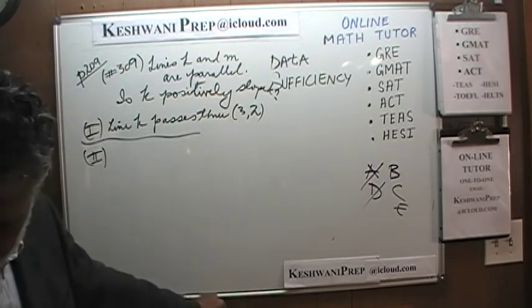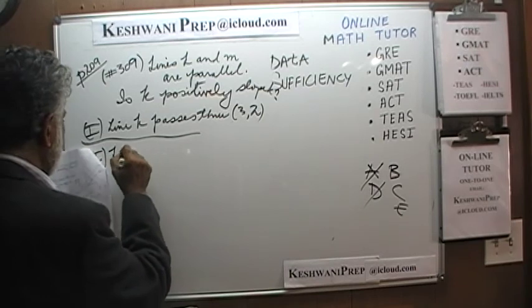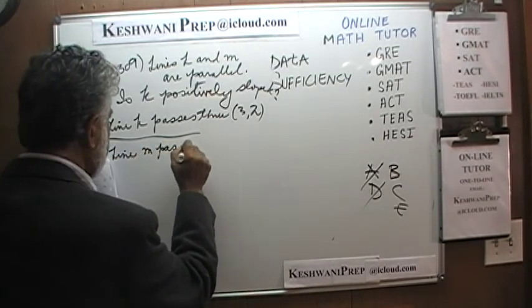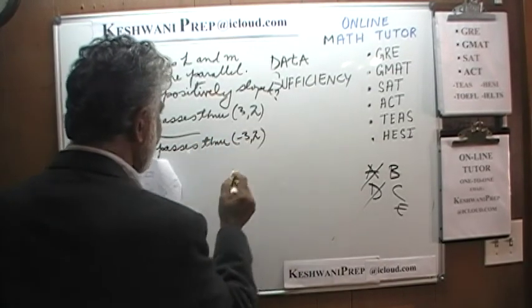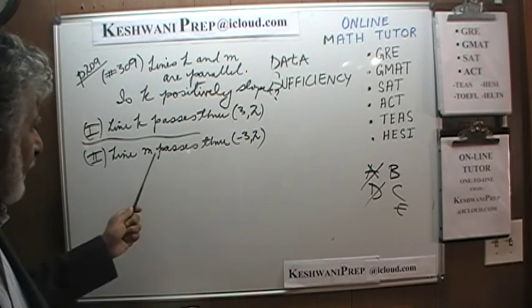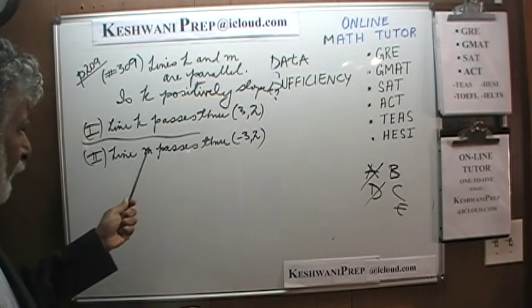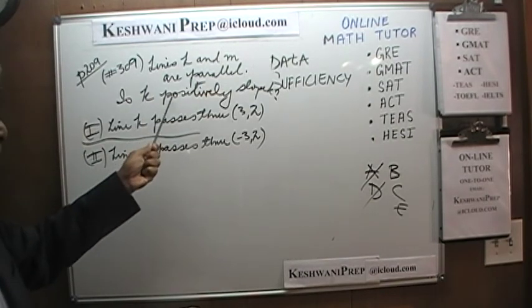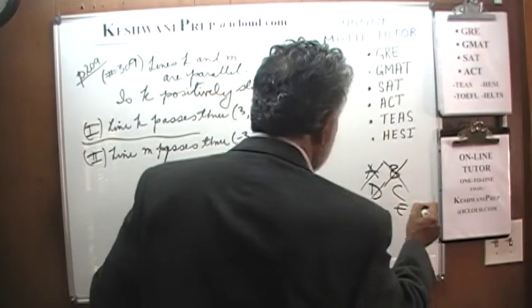Second statement says that line M passes through negative 3, 2. Same exact thing. Simply knowing that the line M goes through one point is not going to enable us to establish the slope of line M. And if we cannot establish the slope of line M, we cannot say anything about the slope of line K. Second statement by itself is also not enough.